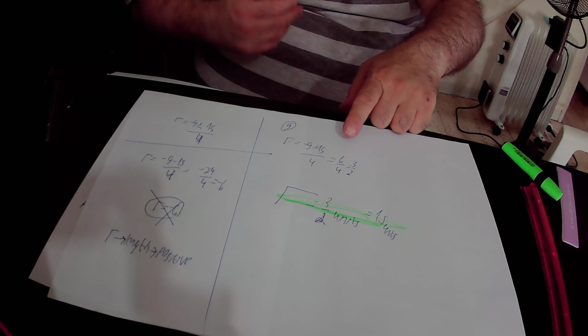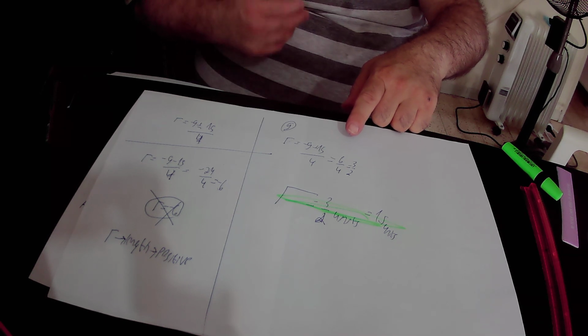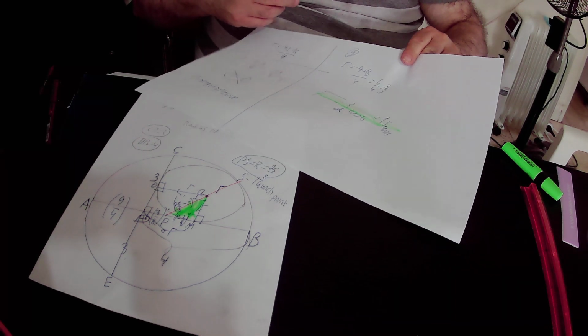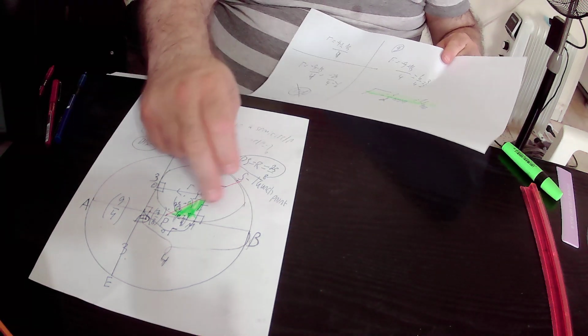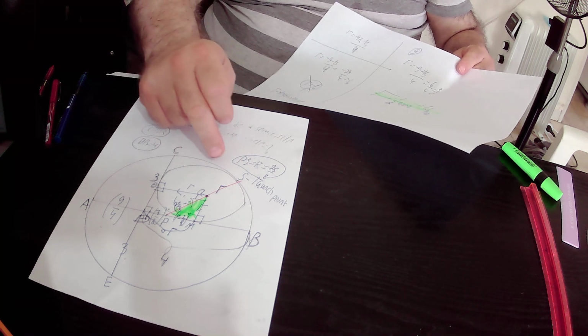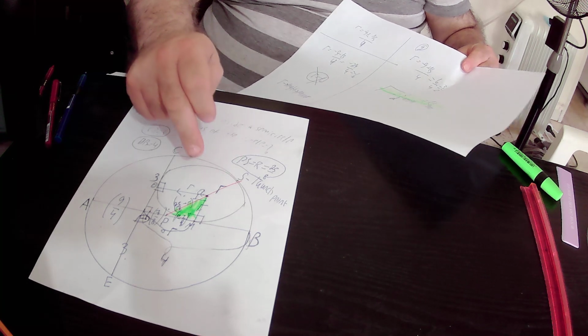So in conclusion, we found that r, the radius of the small circle, equals 3 halves units, or in terms of numbers, 1.5 units. To repeat, the radius of this small circle equals 3 halves units, or 1.5 units.